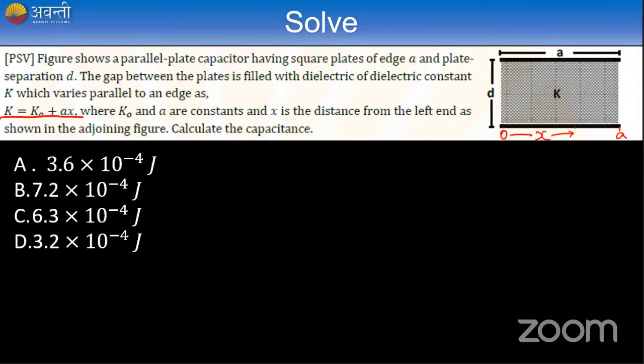So now what I have to find is the total capacitance over the entire region, 0 to A. So what should I do in this regard?